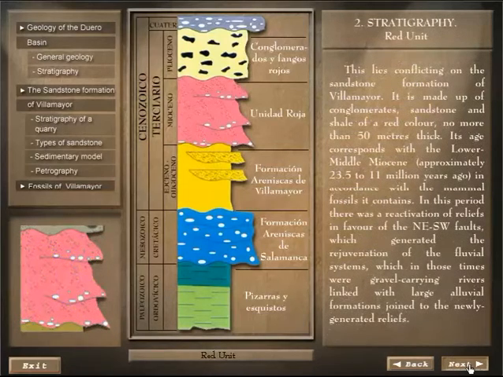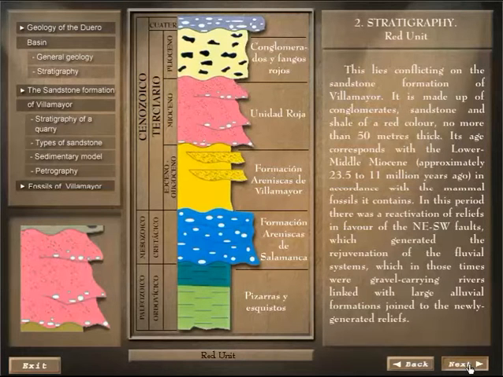Red unit. This lies conflicting on the sandstone formation of Villamayor. It's made up of conglomerates, sandstone and shale of a red color, no more than 50 meters thick.